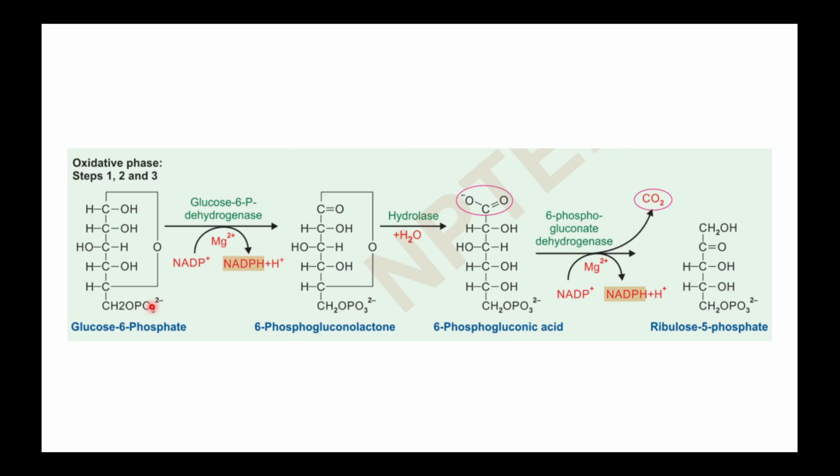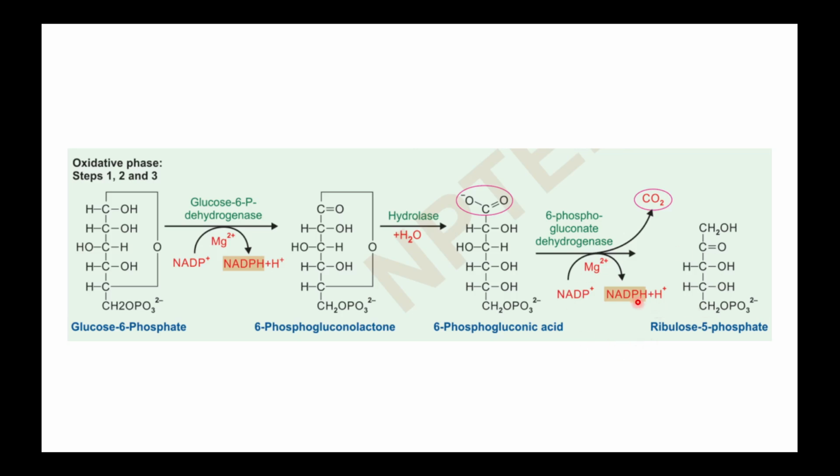This 6-phosphogluconic acid now will again get oxidized into a 5 carbon sugar, that is ribulose 5-phosphate. So 6-phosphogluconic acid, by the enzyme 6-phosphogluconate dehydrogenase, gets converted into ribulose 5-phosphate, and this is also, I told you, a dehydrogenase enzyme, so that means one NADP molecule will be converted into NADPH. So this is the second NADPH.